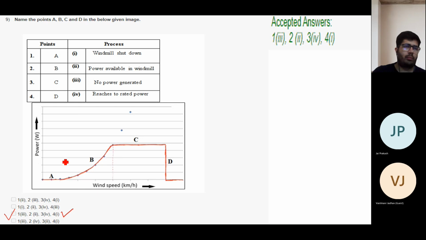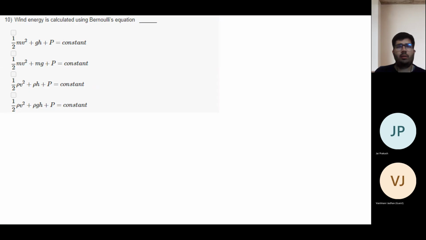Let's come to question number 10. Wind energy is calculated using Bernoulli's equation. I think we have not covered it in our slides. Maybe the professor has covered it in today's slides. So let's try to answer. Basic: what is the Bernoulli equation? You can just say that, and that will be the right answer, I think.